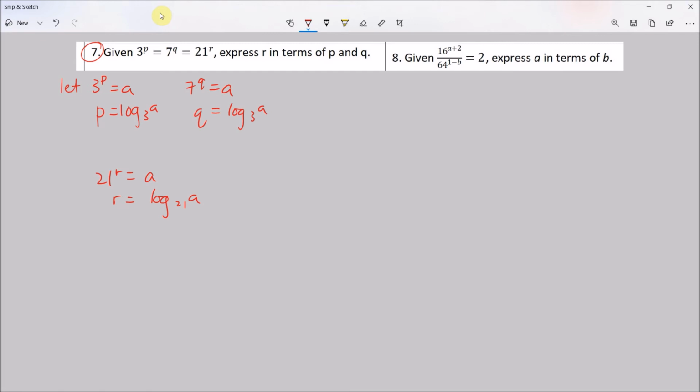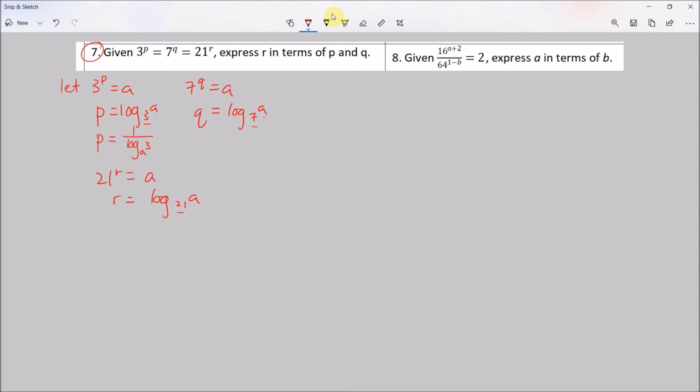Since all of these have different bases, okay, here there's a mistake. This is supposed to be 7. So in order to convert them so that they all have the same base A here, we can write P equals 1 over log base A of 3.